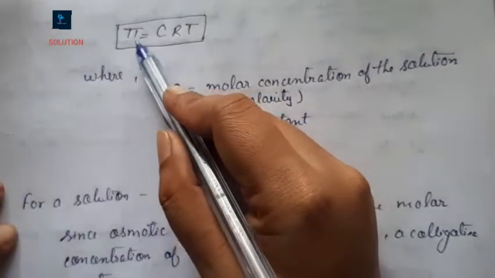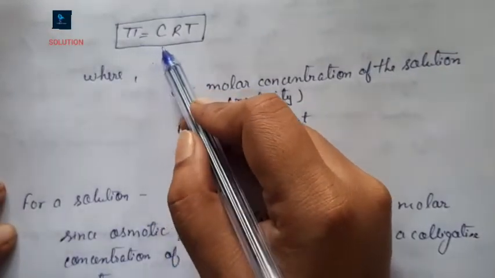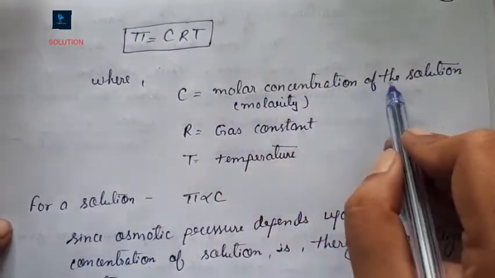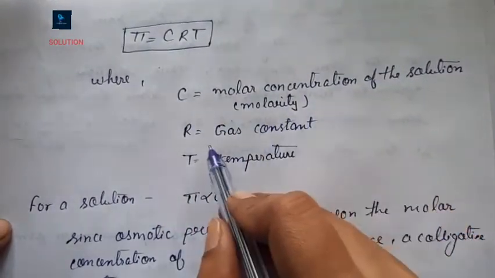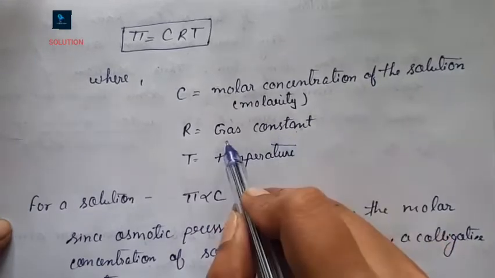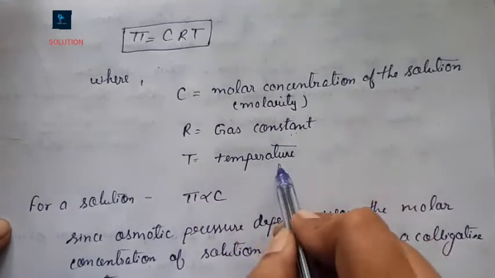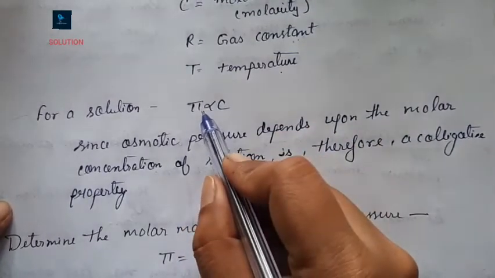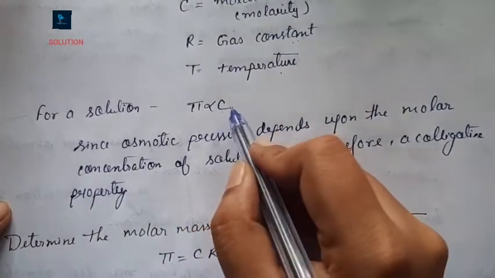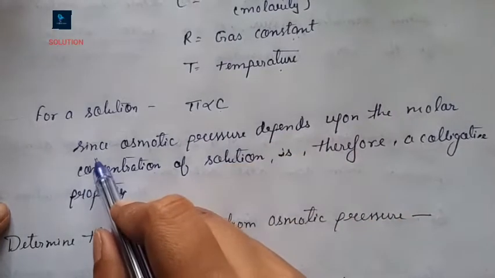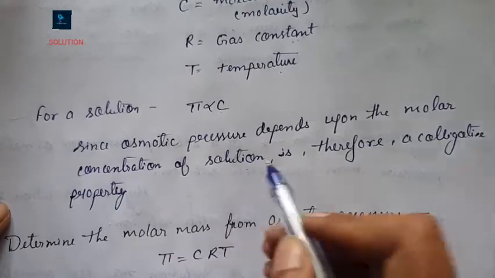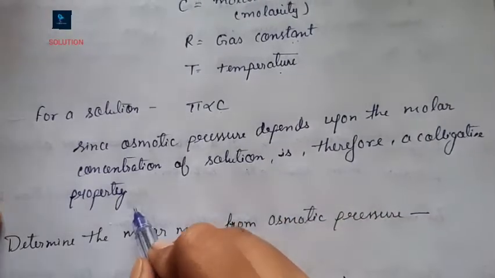Osmotic pressure is represented as pi equal to C into R into T, where C is the molar concentration of the solution, that is molarity, R is the universal gas constant, and T is temperature. For a solution, osmotic pressure is directly proportional to molarity. Since osmotic pressure depends upon the molar concentration of the solution, it is therefore a colligative property.